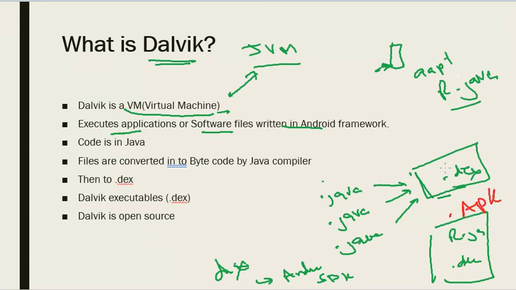This is kind of like an executable for Windows; this is an executable for Android. This APK is similar to the executable concept. So that's what this Dalvik virtual machine is doing. It's converting your source files into these DEX files, compiling them. And Dalvik is also, of course, open source.